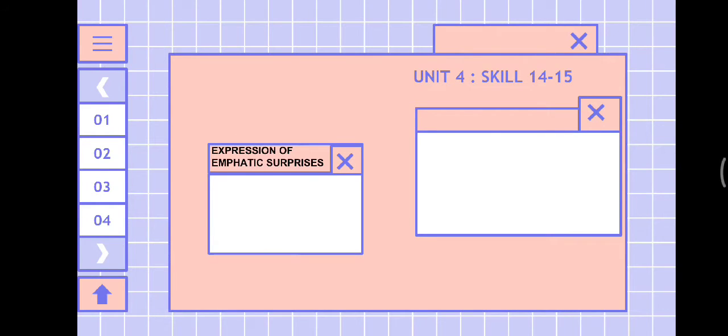Next is expression of emphatic surprise. The reality is contrary to what we think. And then next is Unit 4, Skill 14 until 15, which is about contrary meaning.